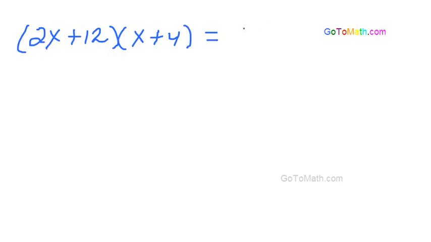Yeah. So we have 2x plus 12 times x plus 4 is equal to x plus 6. And wow, I think there needs to be something added to the program there, because that's going to be x plus 6, and something's not right there.